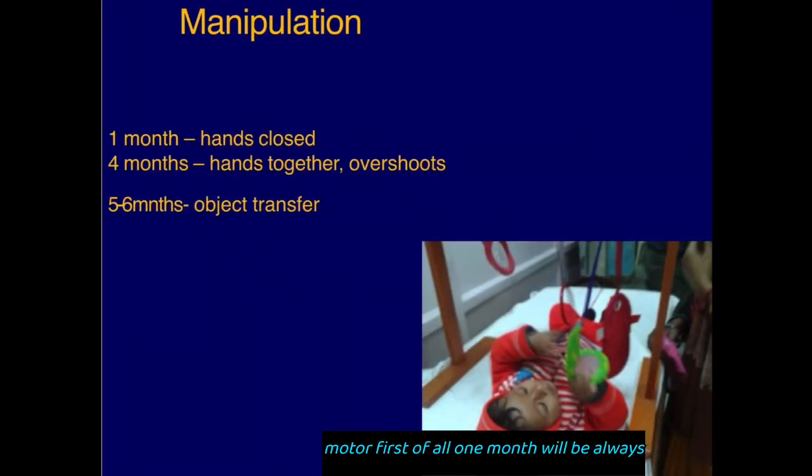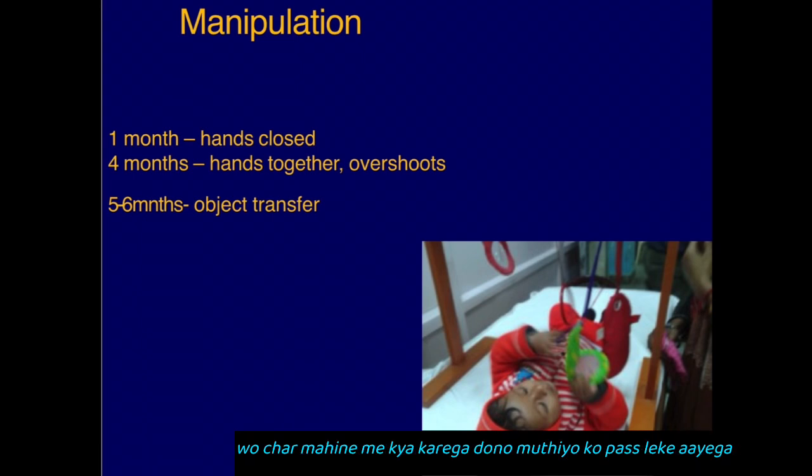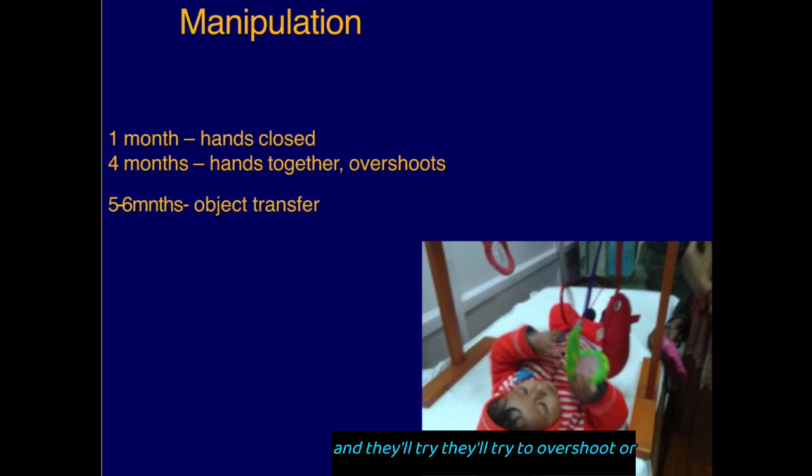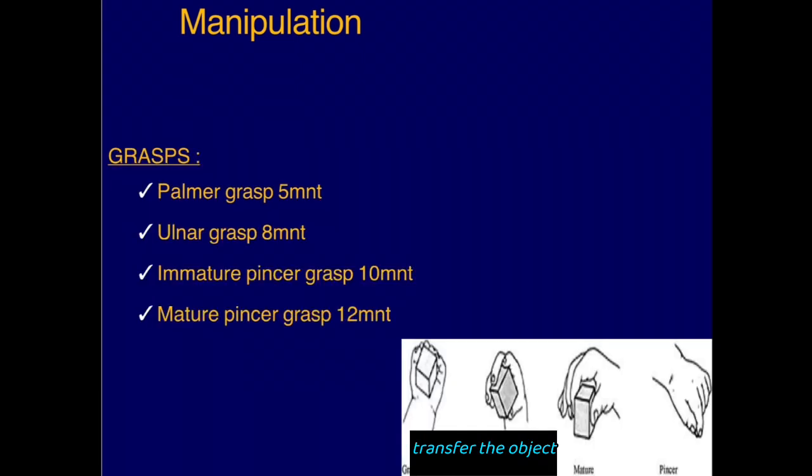Coming to fine motor, first of all 1 month will be always closing their hand. By 4 months they'll be holding both the hands together. जो दोनों मुठ्ठियाँ वो बंद करके लेटे रहते हैं, 1 महीने का बच्चा वो 4 महीने में क्या करेगा, दोनों मुठ्ठियों को पास लेके आएगा, and they'll try to overshoot or they'll try to hold both the hands together. By 5 to 6 months the baby can transfer the object.